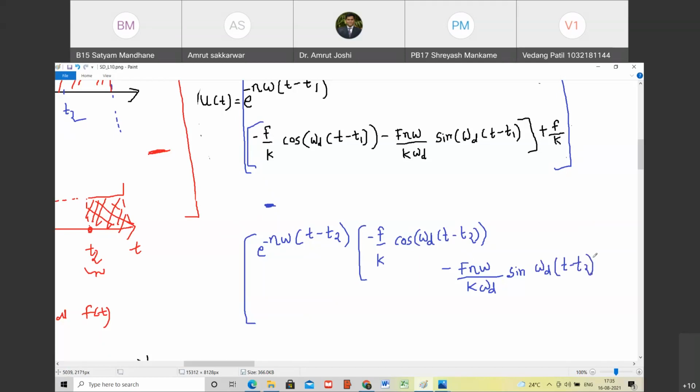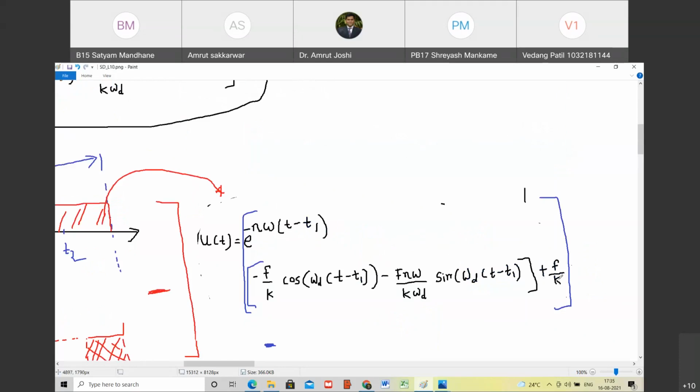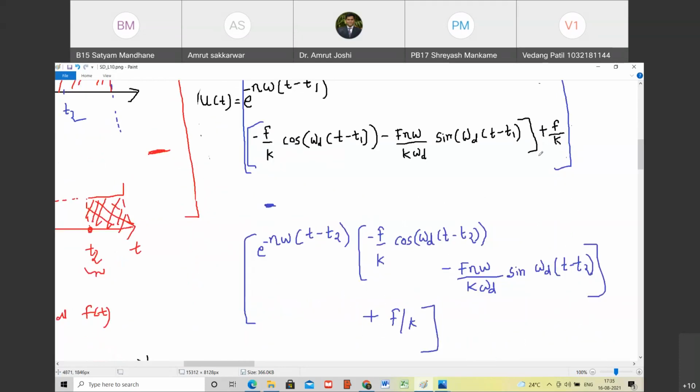Yes, sir. And outside the multiplication, this is f by k, plus f by k. Do you agree with me? Yes, sir. So this plus f by k and minus f by k, they are going to get cancelled.